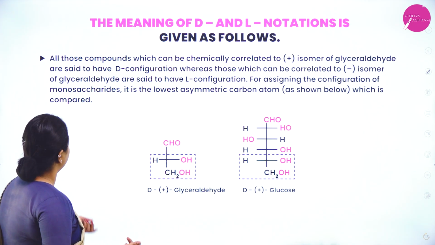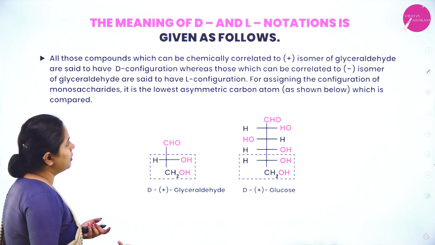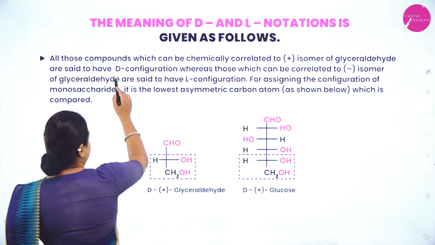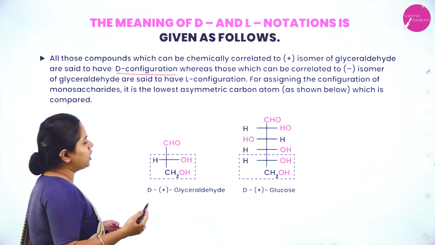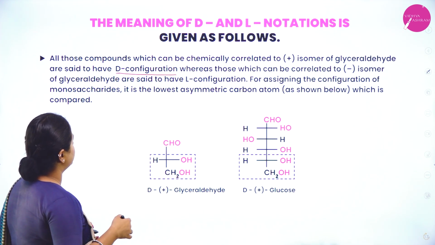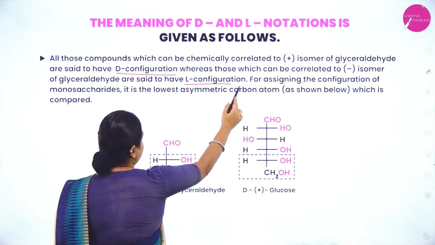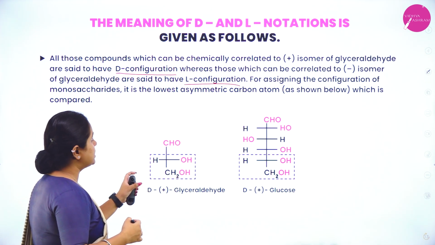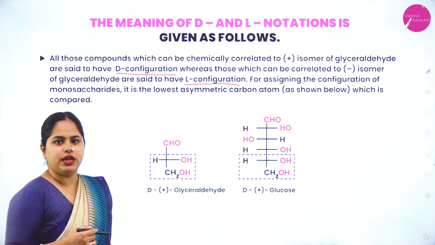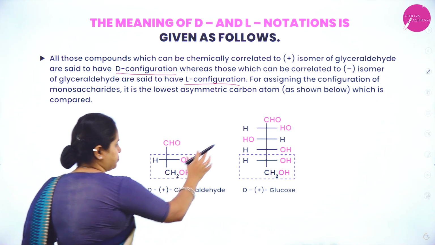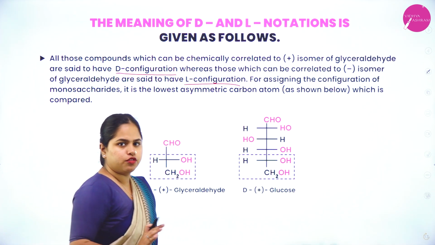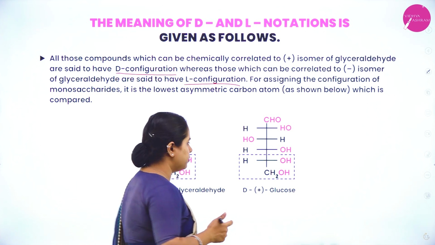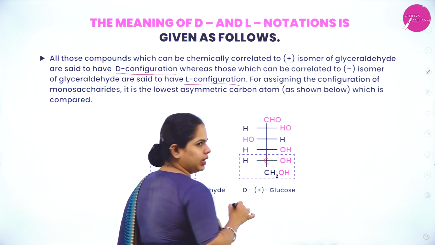Clear? Now, let's see. All those compounds which can be chemically correlated to the plus isomer of glyceraldehyde are said to have D configuration, whereas those which can be correlated to the minus isomer of glyceraldehyde are supposed to have L configuration. For assigning the configuration of a monosaccharide, the lowest asymmetric carbon has to be chosen. So, this is the structure of glucose that we have studied. Which is the lowest asymmetric carbon atom? This will be the lowest asymmetric carbon atom.